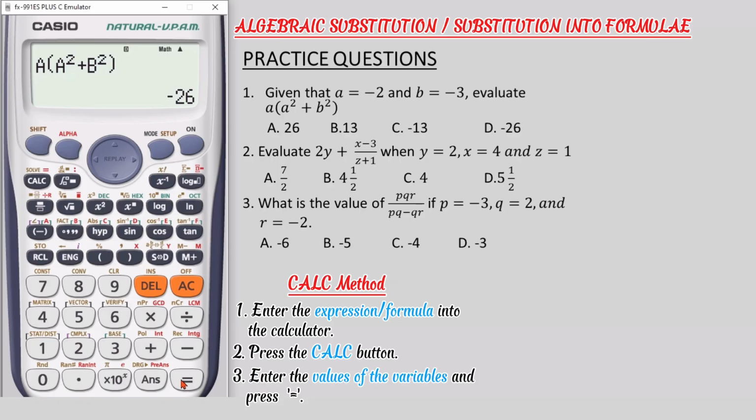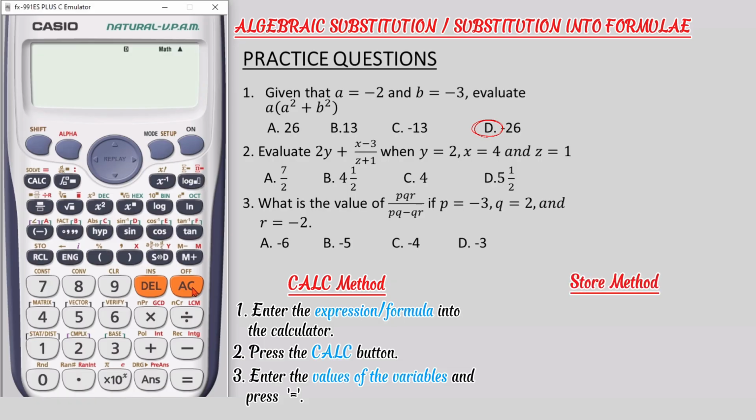So after you tap on the last equal to sign, the calculator will automatically substitute the values of a and b into the expression and then simplify it for you. So the answer to the first question is D. So this is the CALC method. Now, let us move on to the store method.